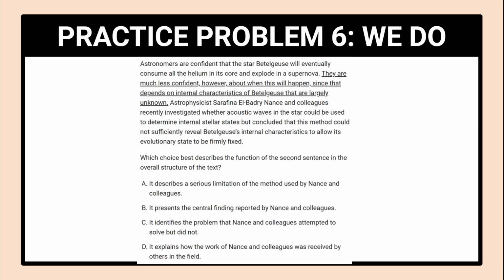After this, the underlined sentence introduces a problem, because the astronomers aren't sure whether it'll explode, since they don't have information about the star's internal characteristics. And after that, the third sentence indicates that the researcher Serafina El Nance and colleagues investigated a possible method of obtaining the necessary information about the internal characteristics of Betelgeuse, but they found out the method wouldn't be sufficient. So because of that, we can see that this highlighted sentence is to identify the problem that they tried to solve but failed. So because of that, we arrived at C.